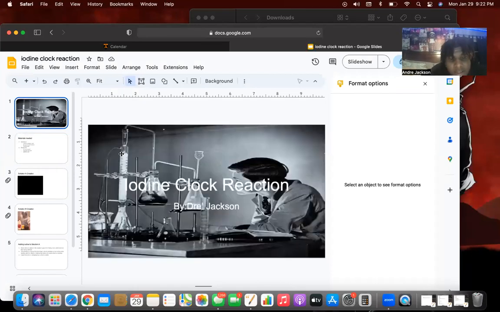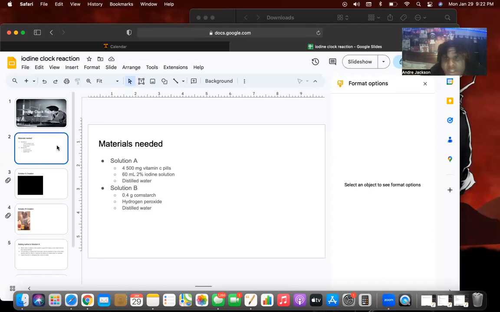So for my iodine clock reaction, this is the presentation for that. The materials that I needed for this interactive presentation: for solution A, I used 4 500 milligram vitamin C pills, 60 milliliters of the 2% iodine because that's the only iodine I could find, and also distilled water. For solution B, it was 0.4 grams of cornstarch, or an estimate because in the video it wasn't very exact, hydrogen peroxide and distilled water.